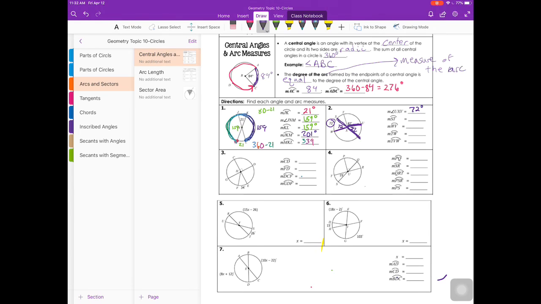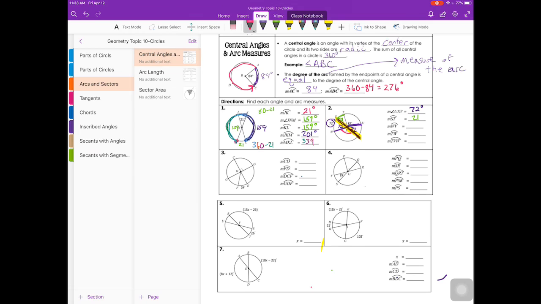Then we have arc ST, so our little arc right here. Now, again, this is a diameter, so we're going to do 180 minus 72 minus 87, and that's going to give us 21 degrees for this one, for that little piece. So 21, 72, 72.